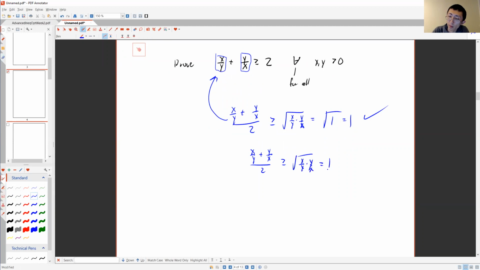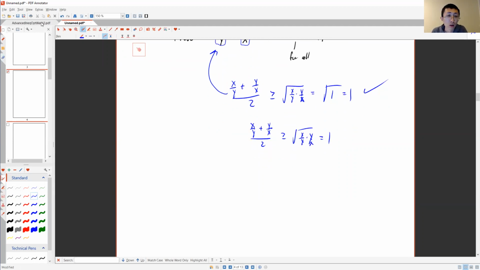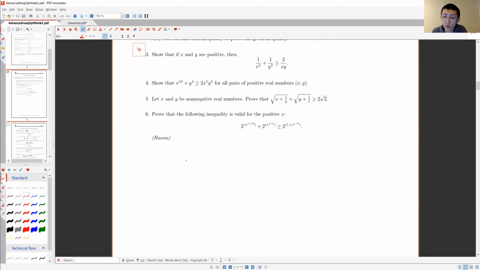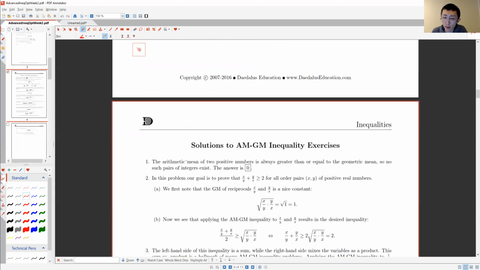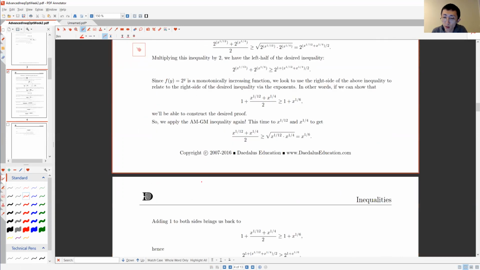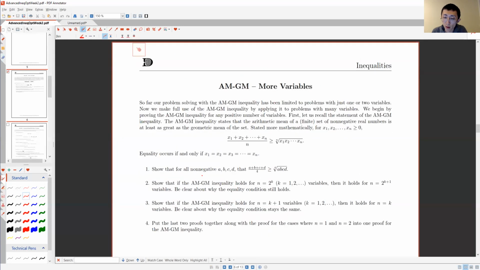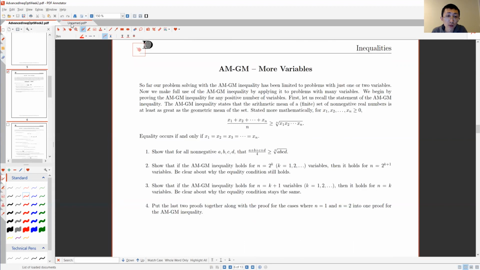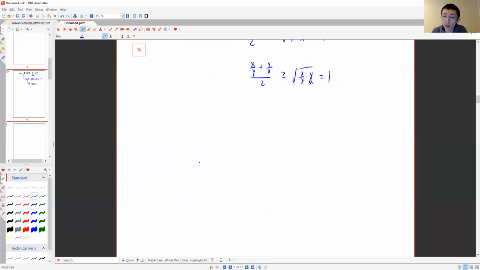And then, so we just multiply both sides by 2. Okay, so we should prove it in general, and then we'll look at some problems that use it. So, let's prove it for the 4 variable case first.